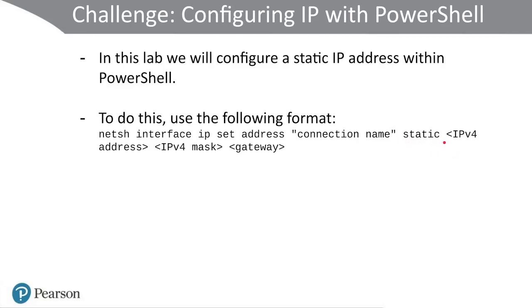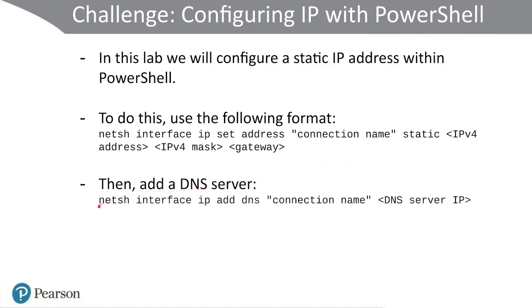Then we'll say static because we're going to manually configure the IP address. And then we'll enter the actual IP version 4 address that we want to use, as well as the IP version 4 subnet mask and the gateway address. Afterward, we'll add a DNS server so that we can do our name to IP resolution. And once again, we'll use the netsh interface IP command, but this time we'll type add DNS, once again, our connection name, and then the IP address of our DNS server.